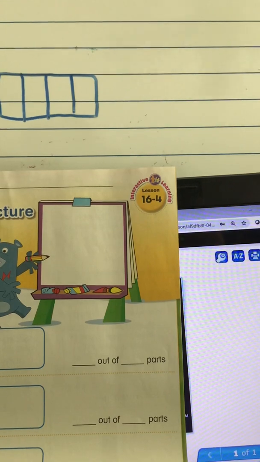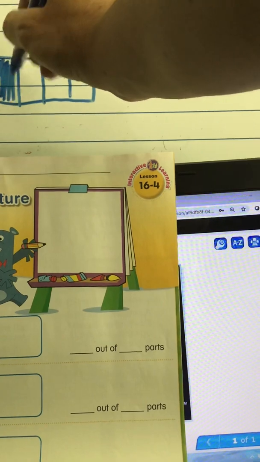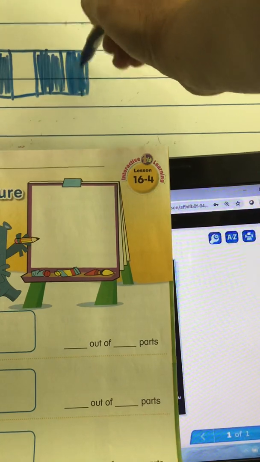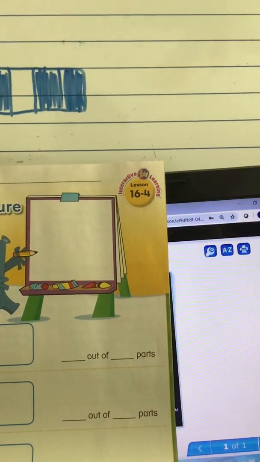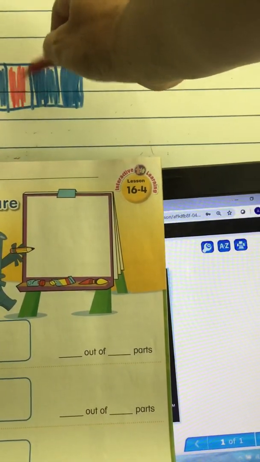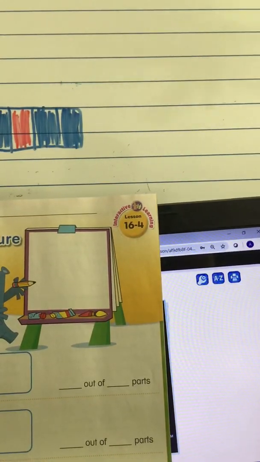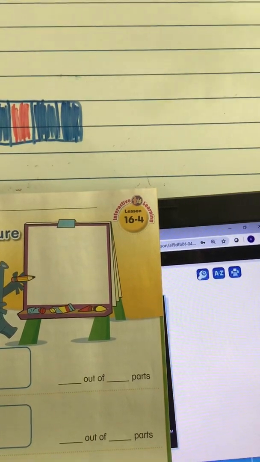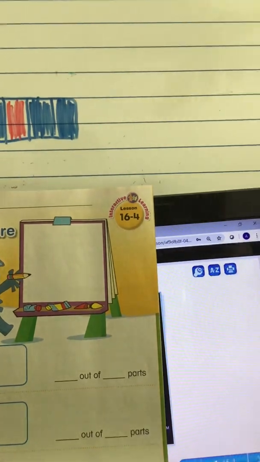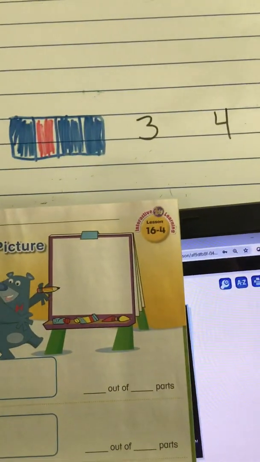3 of those parts are blue, so I'm going to color in 1, 2, 3. It doesn't matter which parts you color, and 1 part is red. So now on the lines, I can write down 3 on the first line and 4 on the next line. 3 out of 4 parts are blue.